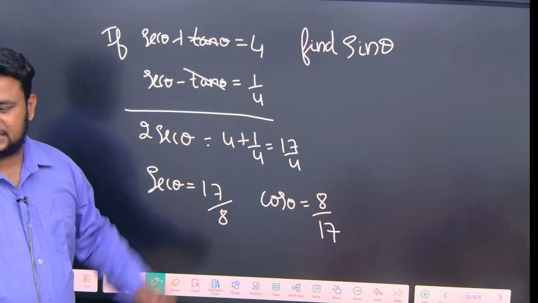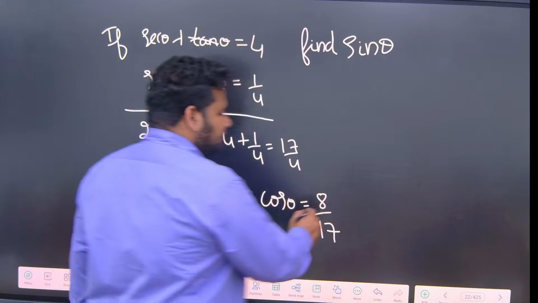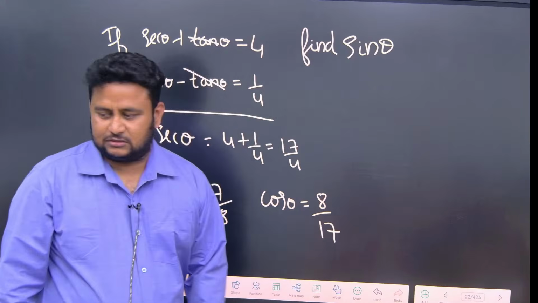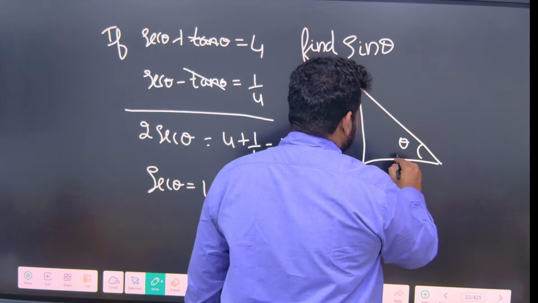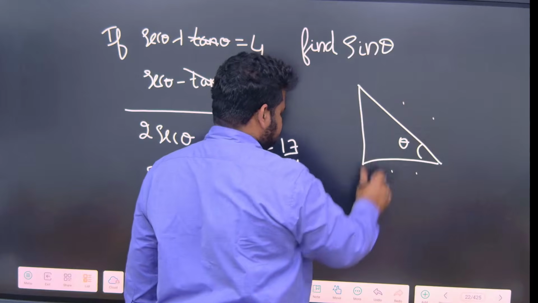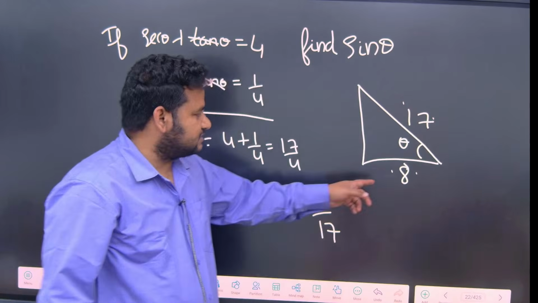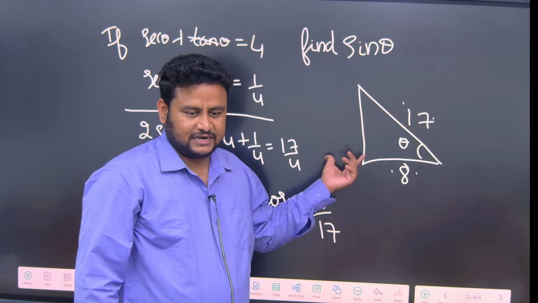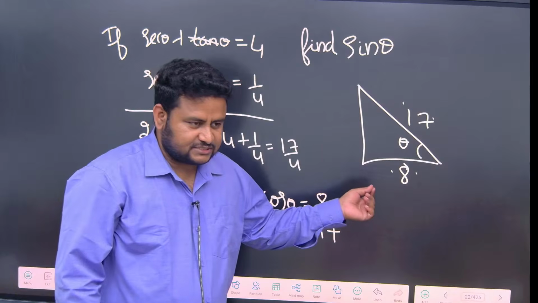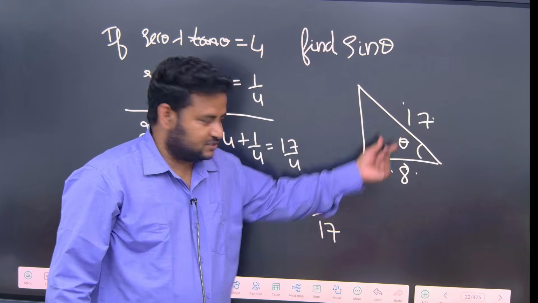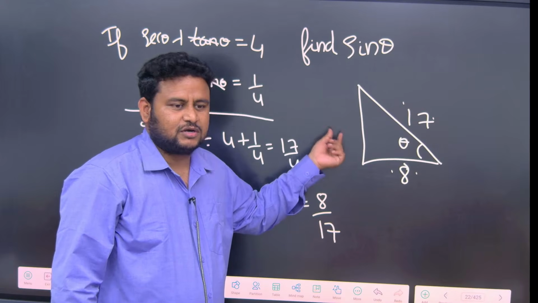Now I want sin theta. Easily I can draw a triangle and get it. See here, cos is adjacent by hypotenuse. So let me draw a figure here and make this theta. Adjacent is this one, hypotenuse is this one. So this is 8, this will be 17. We have to find the value of 17 square minus 8 square. This is the hypotenuse, this is adjacent, this is opposite. We want to find the opposite side for sine. Sine is opposite by hypotenuse.